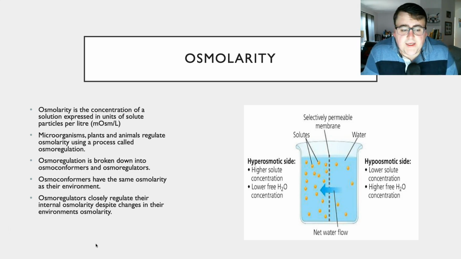Now there's two types of osmoregulation. There's osmoregulators and there's osmoconformers. Osmoconformers have the exact same osmolarity as their environment, and whatever the osmolarity of the environment they live in is, that's what their body will also be like. So think about fresh and saltwater fish. Whereas osmoregulators, like us, we closely regulate our internal osmolarity to prevent it from changing as the environment's osmolarity changes.